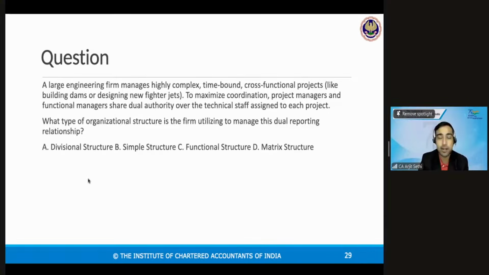Anyway, coming back to the question. A large engineering firm manages highly complex, time-bound, cross-functional projects like building dams or designing new fighter jets. To maximize coordination, project managers and functional managers share dual authority, keyword, dual authority over the technical staff assigned to each project. Which organizational structure are we talking about?